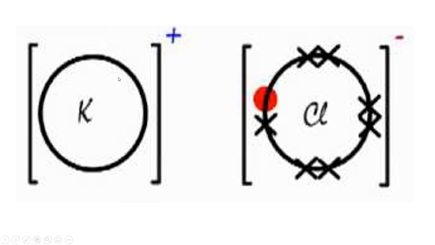So we draw a plus on the potassium because it's lost that electron. We draw a minus on the chlorine because it's gained the electron. They've both got full outer shells. So there's our dot and cross diagram.